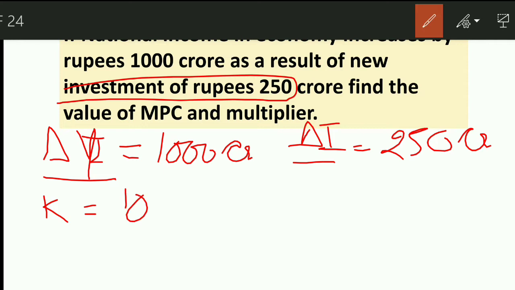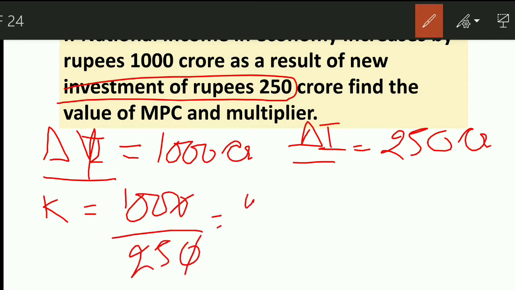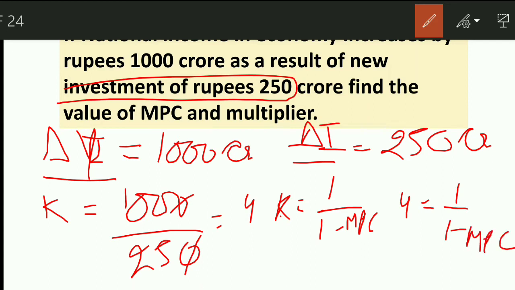First of all, finding multiplier is easy. It is delta y upon delta I, that is 1000 crore upon 250, so it would be 4, right? 25 4s are 100. All right, so your multiplier will be 4. Also you know that multiplier k is equal to 1 upon 1 minus MPC. All right, so k over here is 4, you know that. So you get 4 is equal to 1 upon 1 minus MPC. All right, you can now find MPC easily.